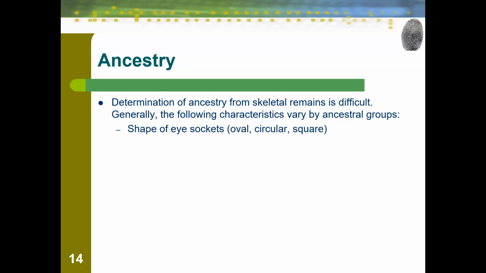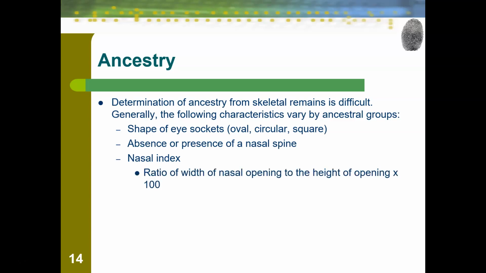But some things that we can look at are the shape of the eye sockets. Are they oval? Are they circular? Are they square? These tend to vary between different ancestral groups. The absence or presence of a nasal spine. Some racial groups have nasal spines, others do not. The nasal index, which is the ratio of the width of the nasal opening to the height of the opening times 100.